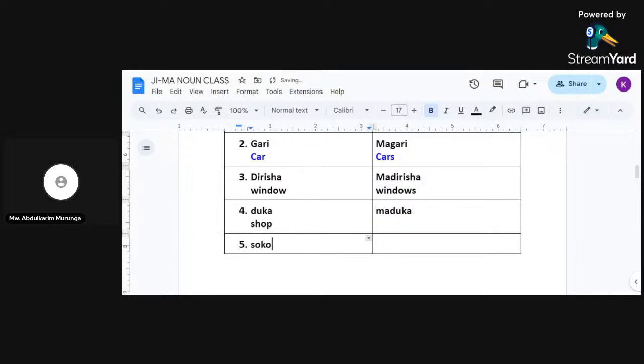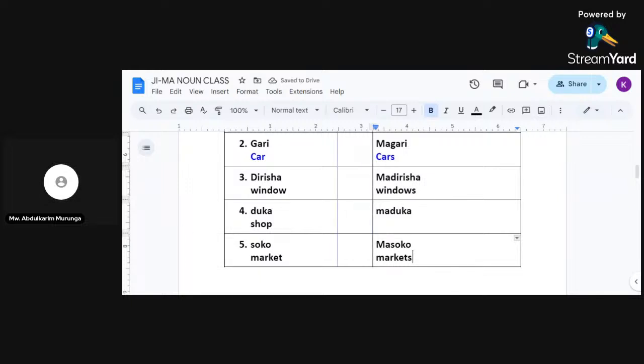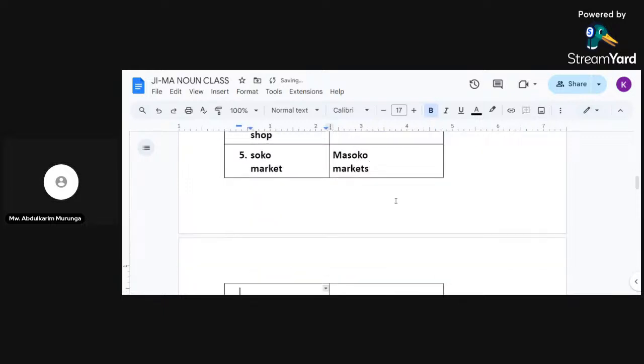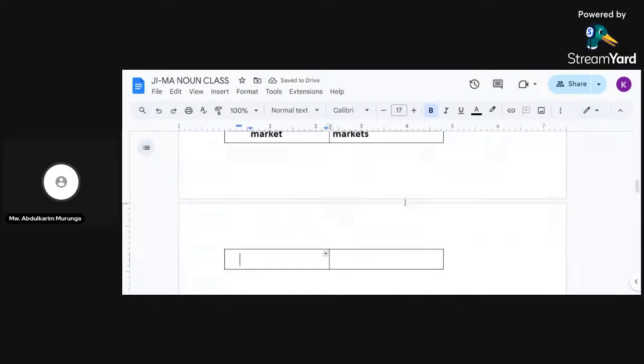5. Soko is a market. If there are many, we will say masoko, markets. Soko, masoko. Okay, we continue.